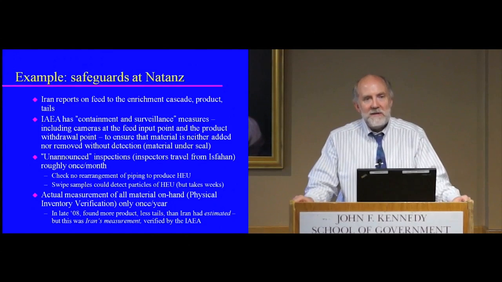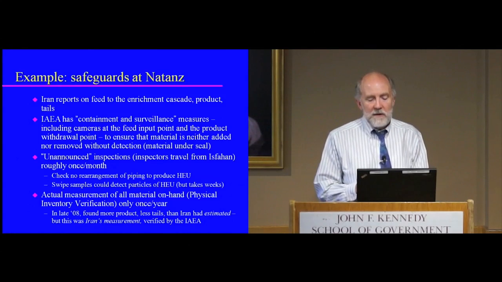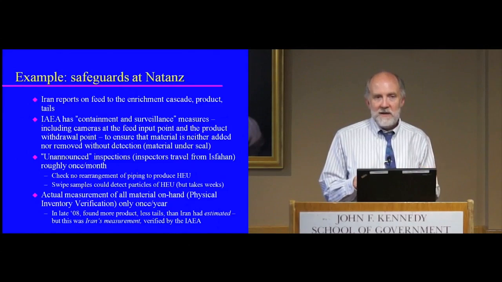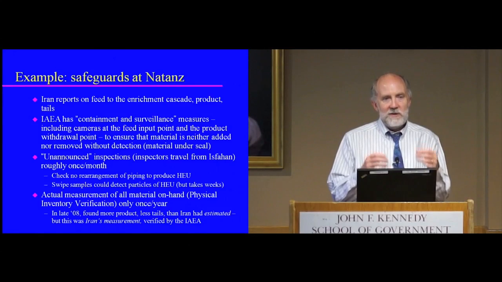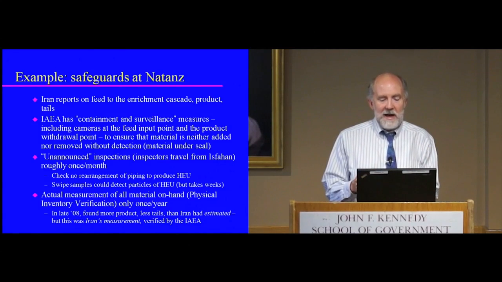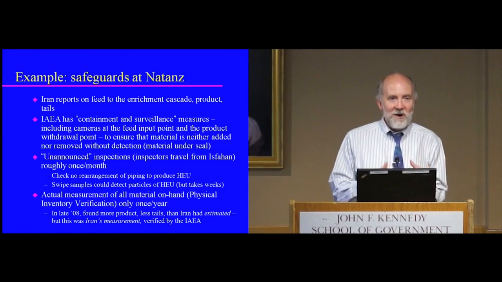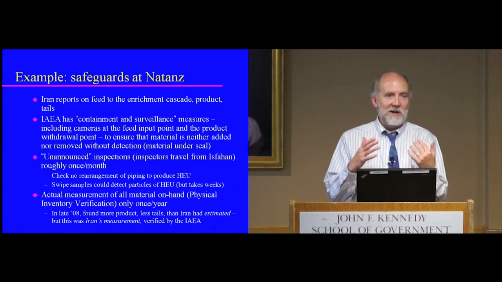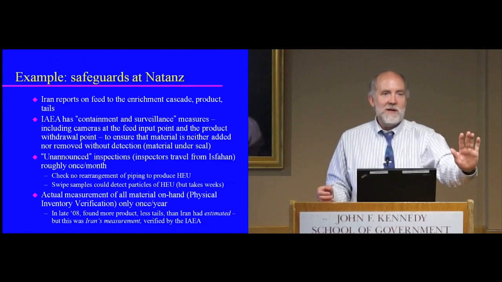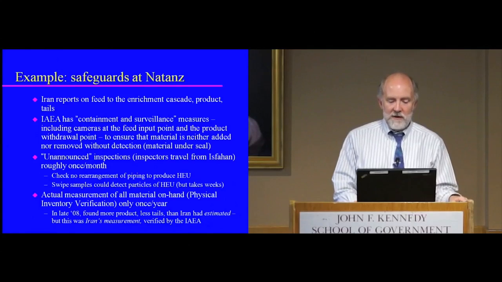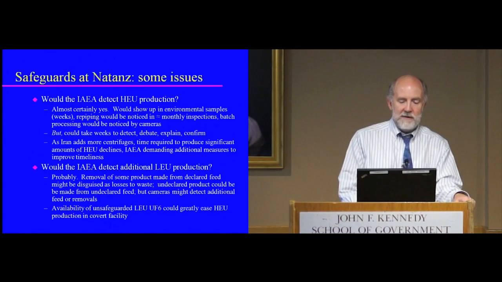So in late 2008, there was a little bit of a hullabaloo when they found more product and less tails than Iran had declared. But that declaration was Iran's estimate. And the correction of it was done by Iran, not by IAEA inspectors, when Iran actually sat down and measured the material as opposed to having estimated it previously, and found that there was more product than they had thought.